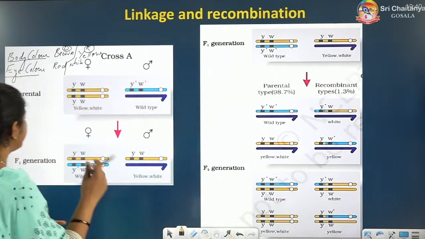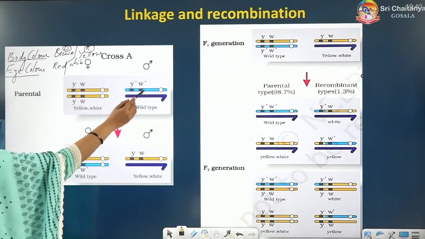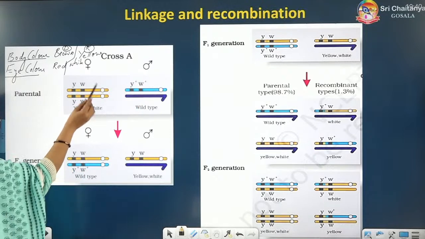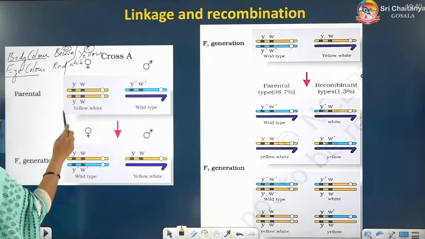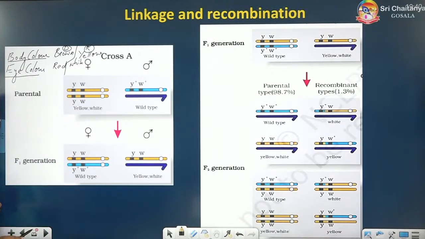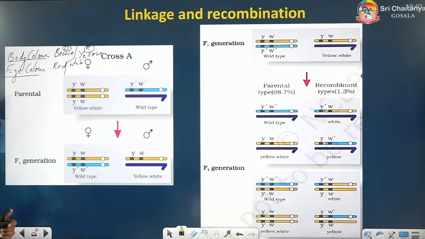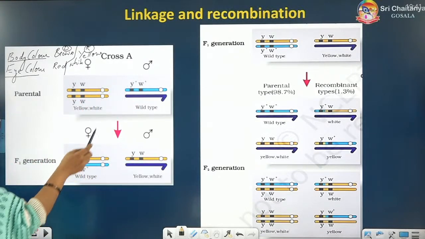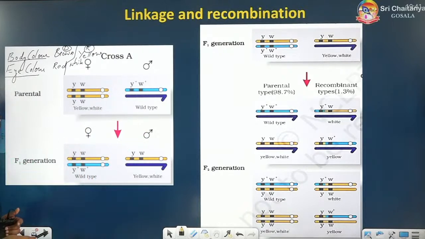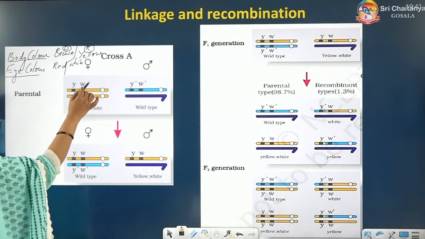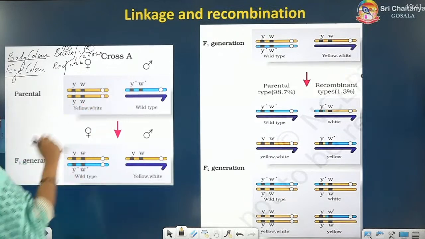So here I repeat, XX female, XY male. We are taking the female recessive for both the characters, yellow and white, and for the male we have to take both characters as dominant. What is dominant? Y plus and W plus, right? And you call it a wild type. Now once they are making the gametes, this is separate, this is separate.